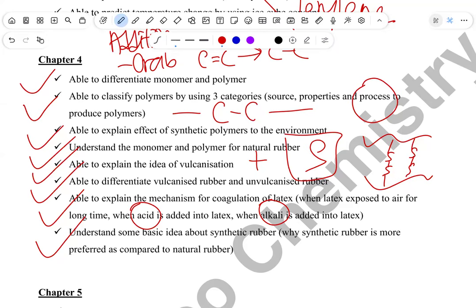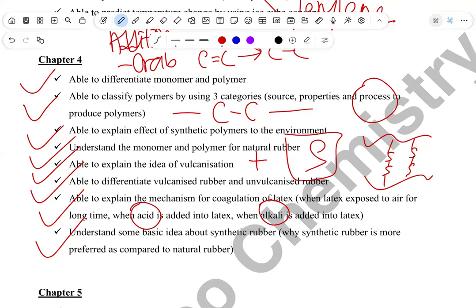natural rubber come from rubber tree. Rubber tree got a few problems. Number one, they might be attacked by diseases. Number two, the weather might affecting the productions of the latex. So if you use synthetic rubber, no problem. Okay, I don't need to bother what is the weather. I don't need to worry about any diseases on the rubber tree, isn't it?